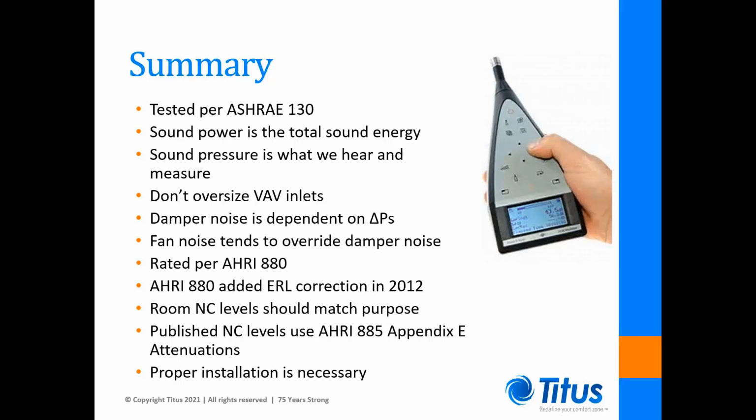Terminal units are performance rated in accordance with AHRI Standard 880. Beginning in 2012, AHRI Standard 880 began requiring end reflection losses, or ERL, to be added to all discharge sound power levels. Room NC levels should match the purpose of the room. Published NC levels are determined by applying the attenuations provided by AHRI Standard 885 Appendix E. And last but not least, proper installation is necessary to achieve the lowest possible sound levels.